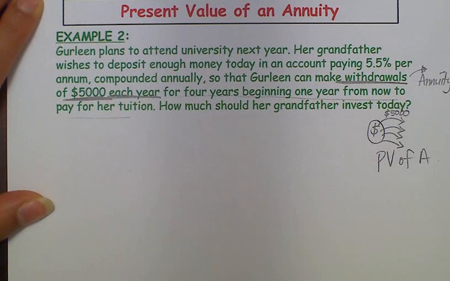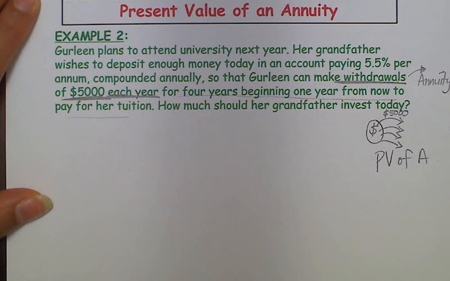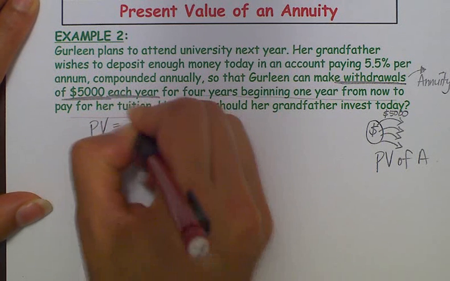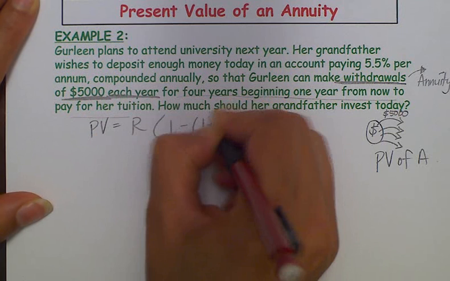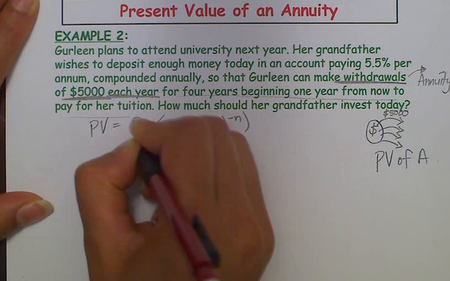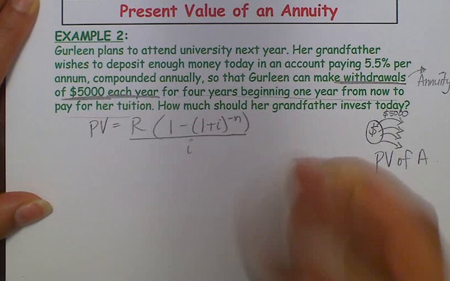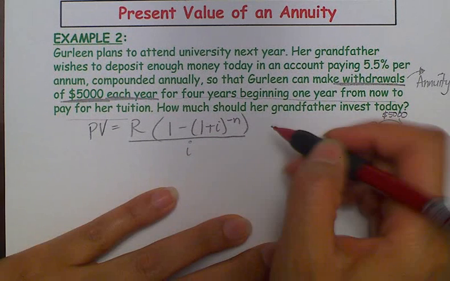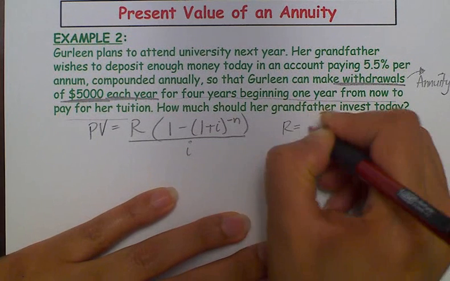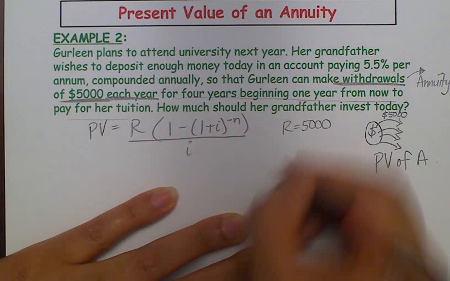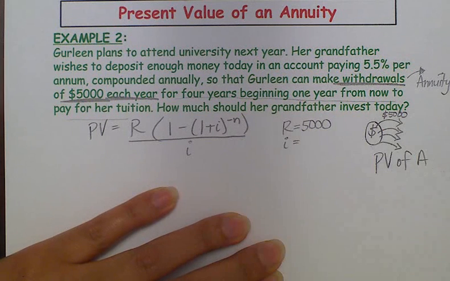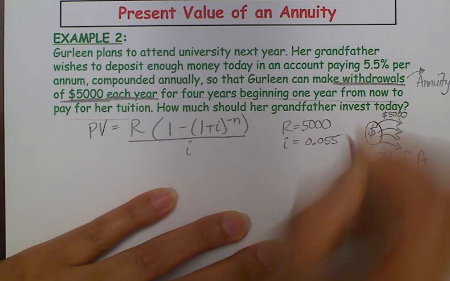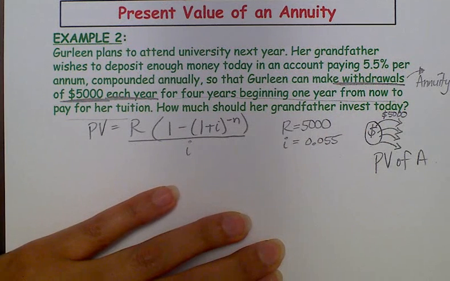We're going to start with the present value of an annuity formula. And you get PV equals R times 1 minus 1 plus i to the exponent of negative n, all over i. Let's take a look at the information that we know. We know that the regular withdrawals that she's going to make are $5,000. I know the interest rate is 5.5%, and so this is 5.5% per annum compounded annually.